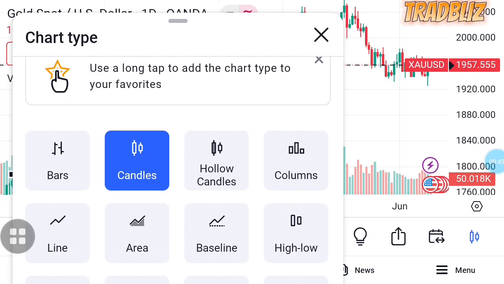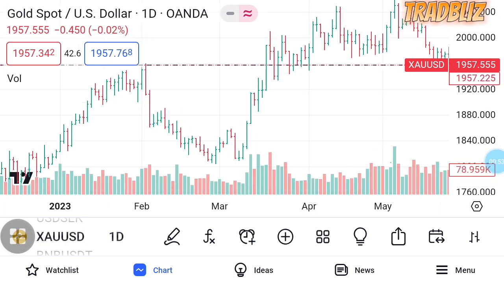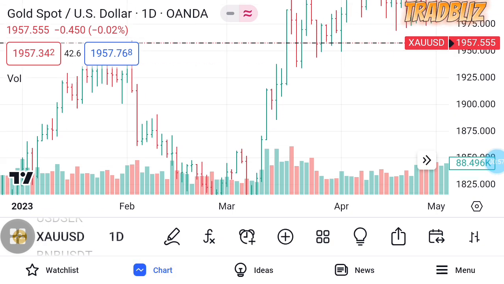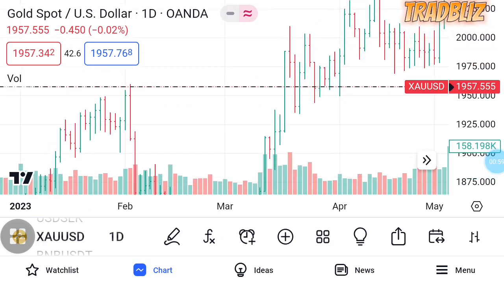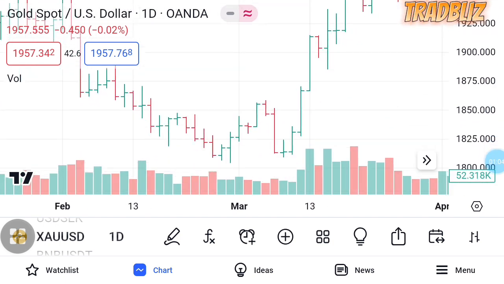First of all, we are currently on a candle chart, but I will take you to bars. Now this is how the bar looks like. Let me zoom in. Yeah, this is how bars look like. You can see it.